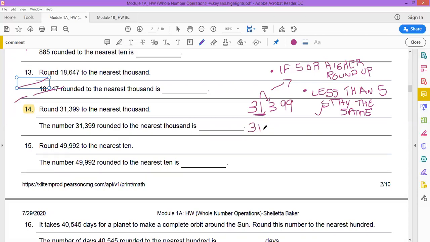So we'll round it as 31,000. So 1 will stay the same. And then behind the 1, you would add zeros. So zeros in each of these 3 spaces, the ones, tens, and hundreds space. Everything after the thousands. When we round to the nearest thousand, we'll get 31,000.